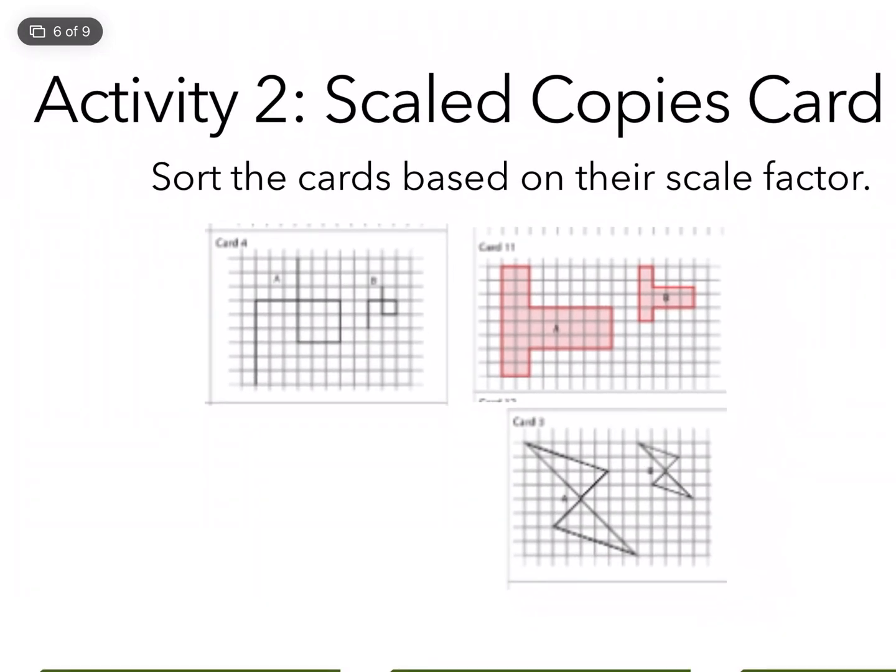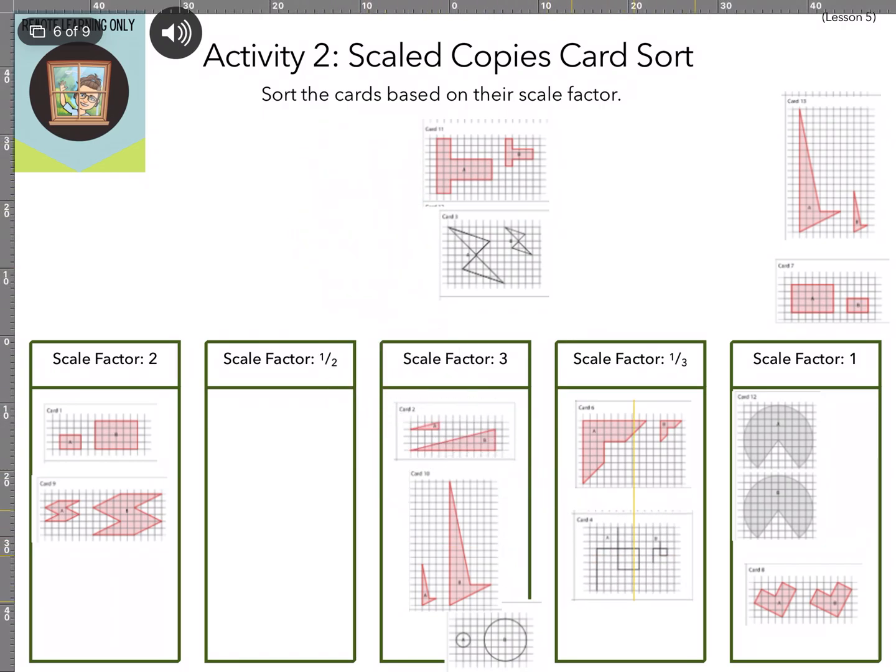I'm going to count this bottom part of the square. So that's 1, 2, 3, and that's 1. So if I was going from 3 to 1, I would be dividing by 3 or multiplying by 1/3.